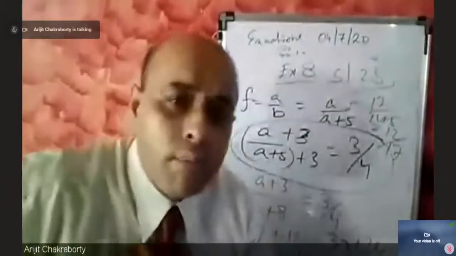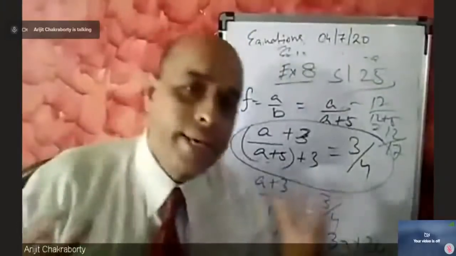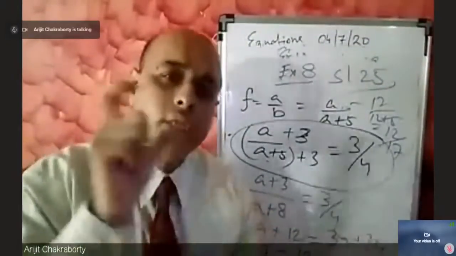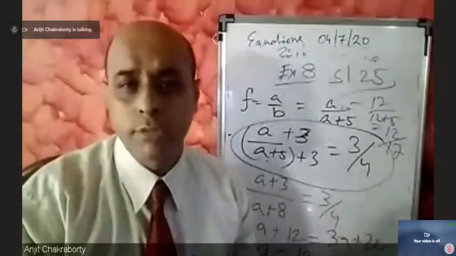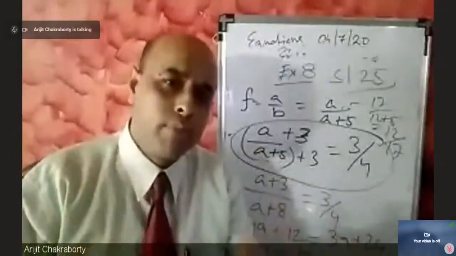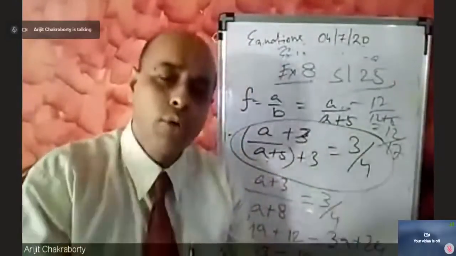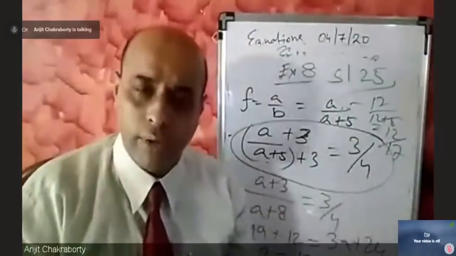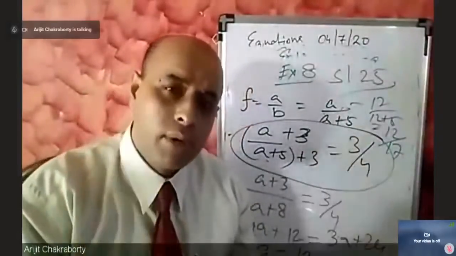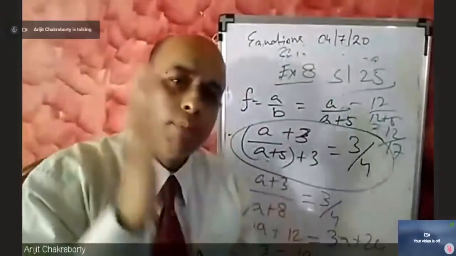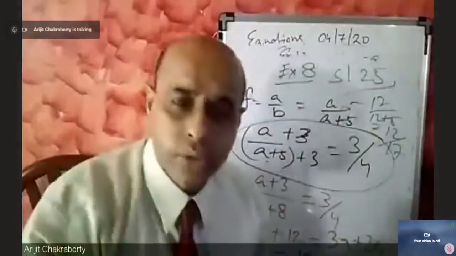Also please remember the important formula, a cube minus b cube, that is equal to (a minus b) into (a square plus ab plus b square). Similarly, please remember the a cube plus b cube formula, which is (a plus b) into (a square minus ab plus b square). Also, please remember the (a plus b) whole cube formula: a cube plus 3a square b plus 3ab square plus b cube.